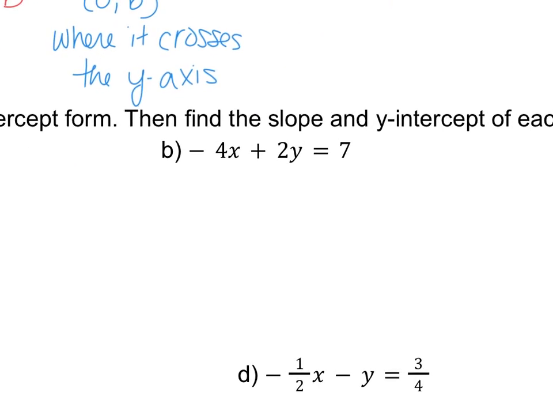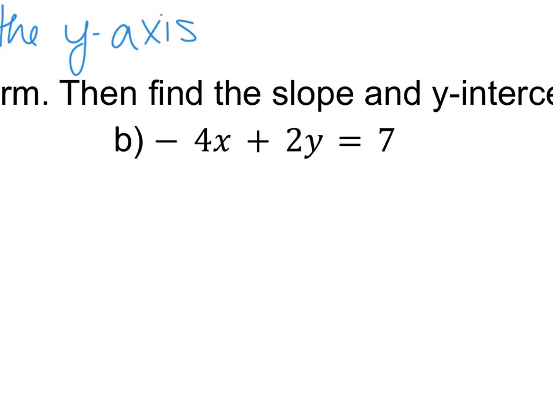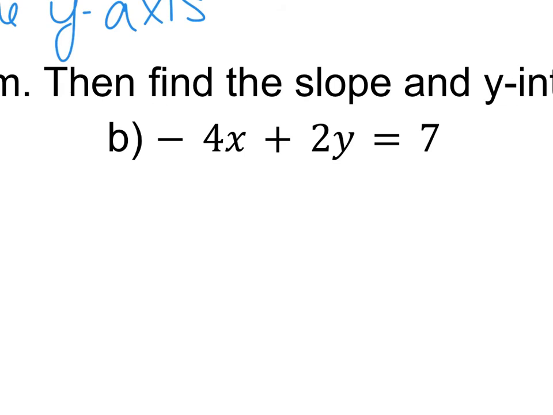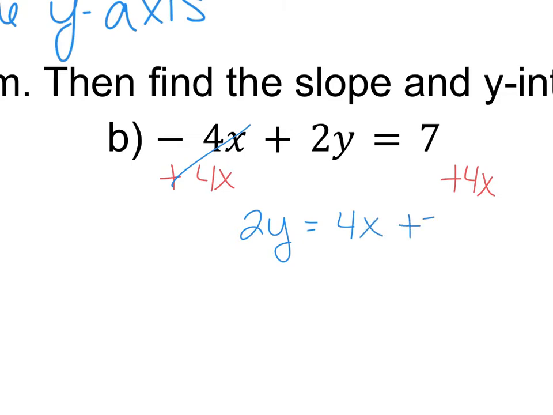Okay, ooh, this one, we're getting a little crazier. That's okay. Well, first we need to convert it to slope-intercept form, so we have to get the y by itself. So let's get rid of that x and move it over to this other side. So how do you get rid of a negative 4x? Well, you add 4x to both sides. Okay, so now those cancel and we have 2y equals positive 4x plus 7, because that's a positive 7.